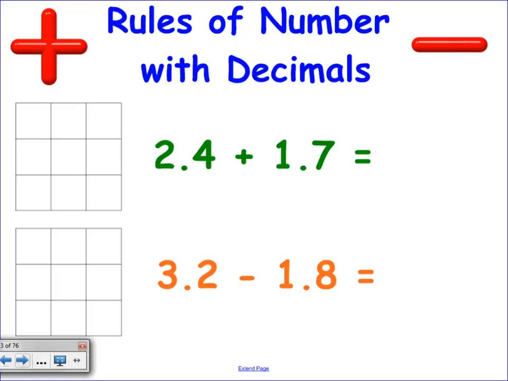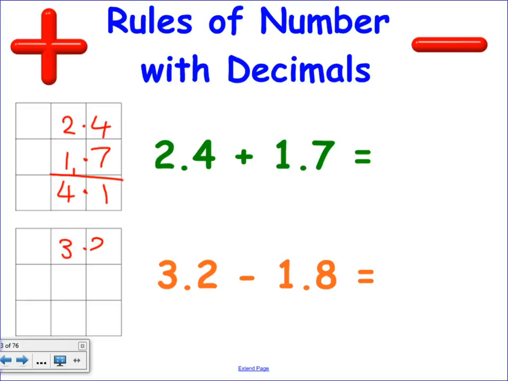So, adding decimals. Everybody do the column method with this. Yeah? Just line them up, 2.4, 1.7, draw your total line, 7 plus 4 is 11, carry the 1, put your decimal point in, 2 plus 1 plus 1 is 4. Everyone happy with that? Yeah? Those lovely square books come into their own with these. Okay. Let's have a look at the subtraction.